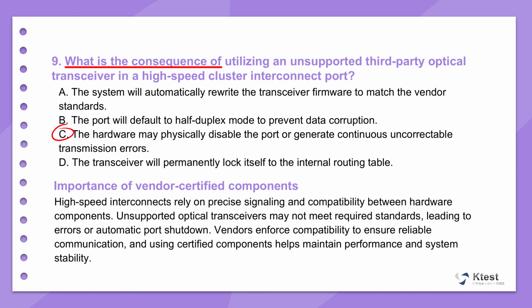It is. A storage controller is not a universal firmware flasher. Let's look at B, half duplex mode. That is a legacy concept from early 2000s Ethernet hubs. Modern high-speed fiber optics do not fall back to half duplex to save themselves. They either link at full duplex or they fail. Right. And D is incorrect because transceivers are dumb Layer 1 physical devices. They just turn electricity into light. They do not possess the logic to lock themselves to software constructs like Layer 3 routing tables.